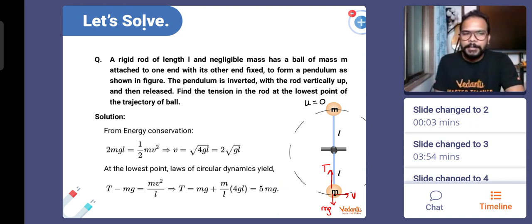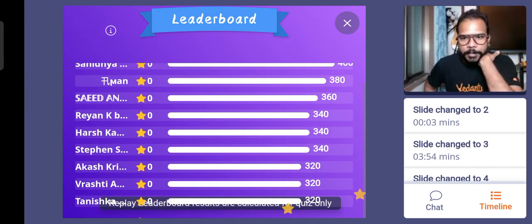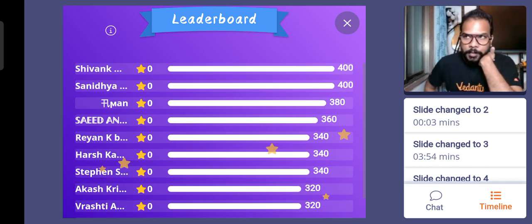Simplify it and you get mg. Some people might even remember it. We have already found this tension value, right? Cool. Okay, well done, everyone. I hope you guys enjoyed the power pack session of vertical circular motion. One of the most important topics of circular motion is vertical circular motion, and very, very useful.